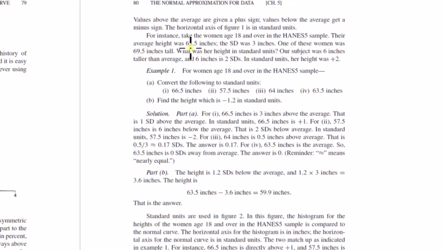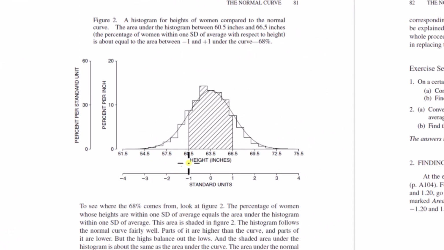So the average was 63.5, standard deviation was 3. So there's the average. And then they do have it marked off, like this is 1 standard deviation. This is 2 standard deviations. So they've changed the axis even here, but you can see they haven't rebinned though. Right? So because of that, those bin endpoints in standard units are going to be kind of random. So it's up to you.